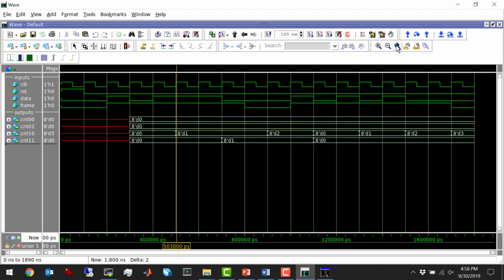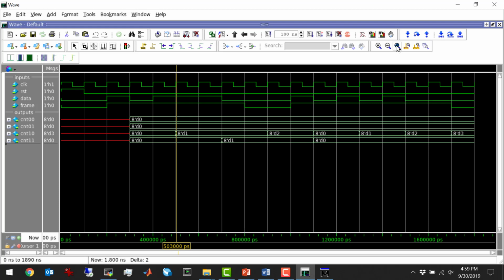The first packet is 1, 2, 3, 4, 5, 6. Sorry, 6 cycles. And yeah, because that one has an even number, and then this one is 1, 2, 3, 4, 5, 6, 7. So that has an odd number of cycles.